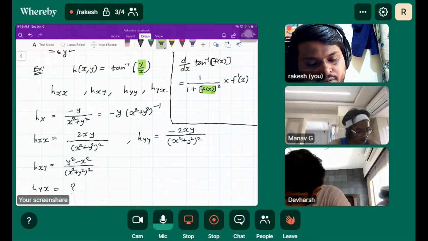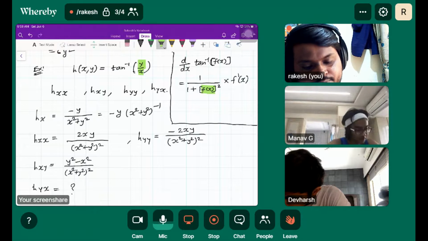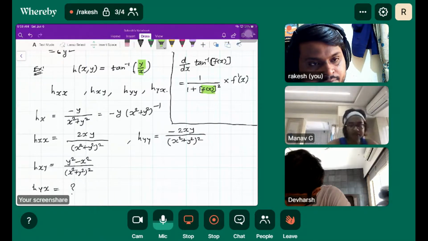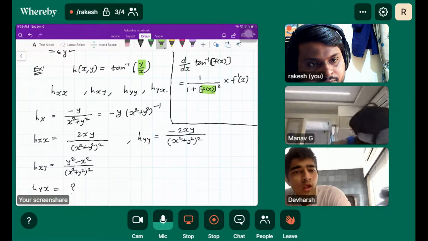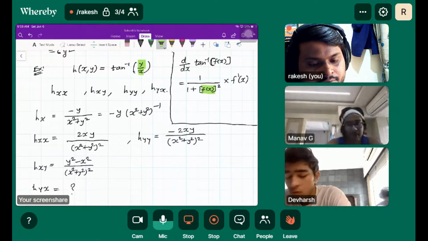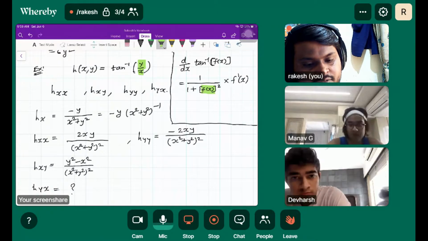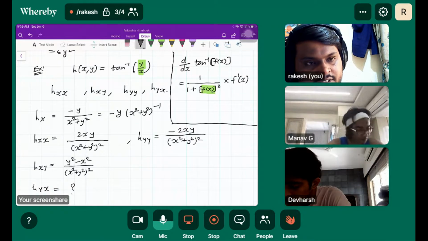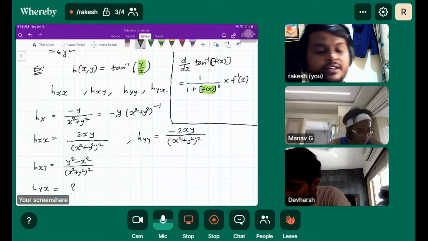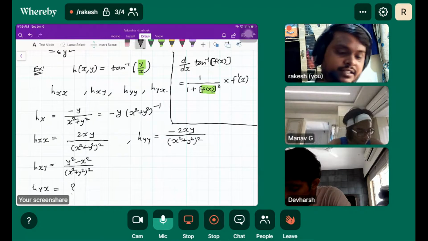We get 1 over 1 plus y square over x squared into minus 1 over x squared. For the y outside the fraction, technically we would have done chain rule, right? That would become dy by dx, the derivative of y with respect to x.